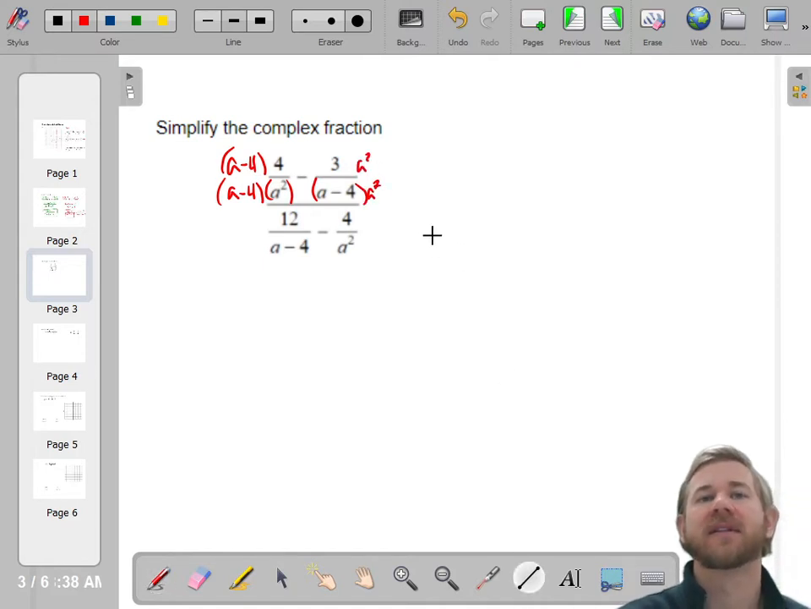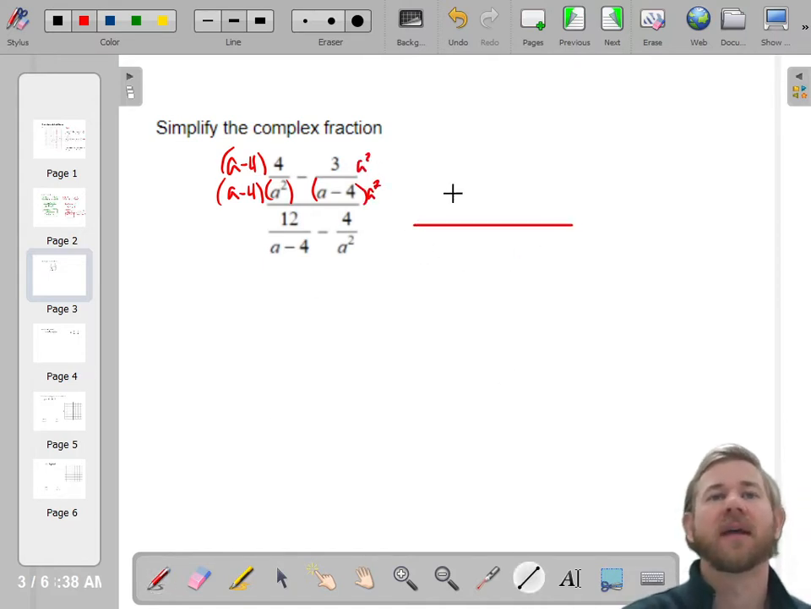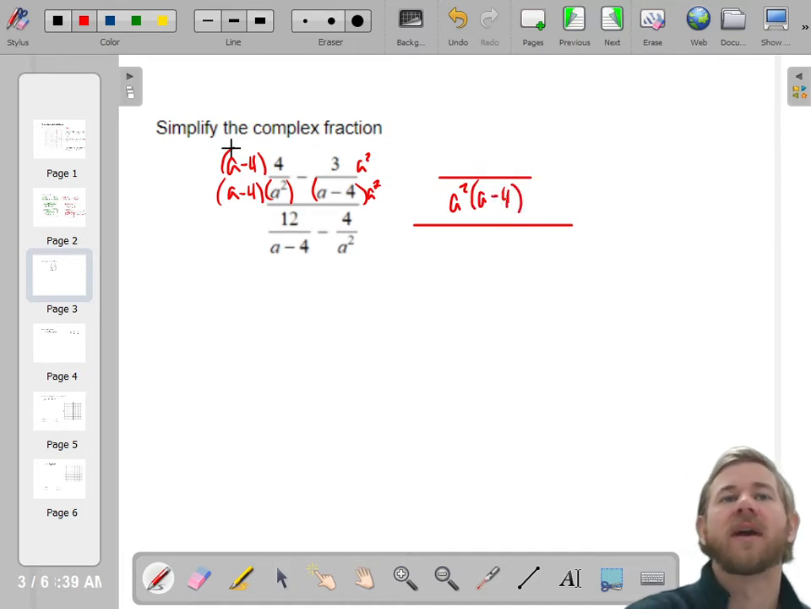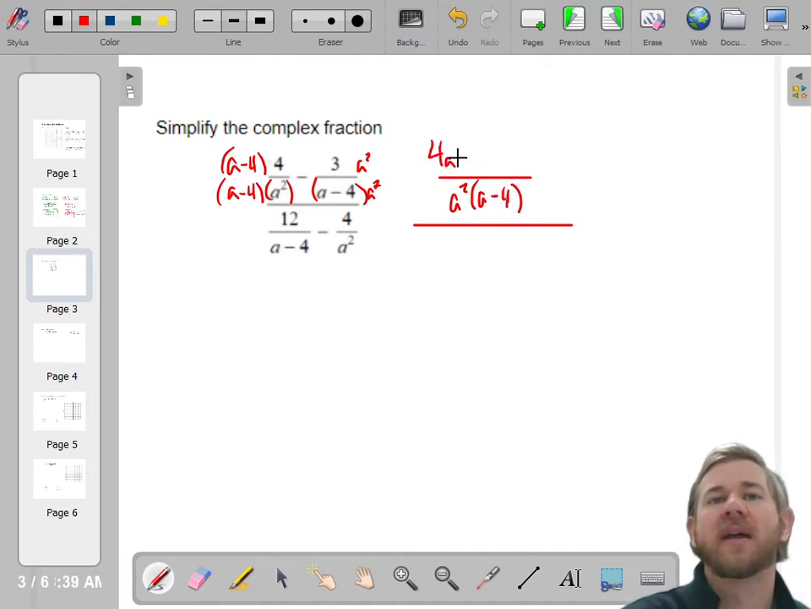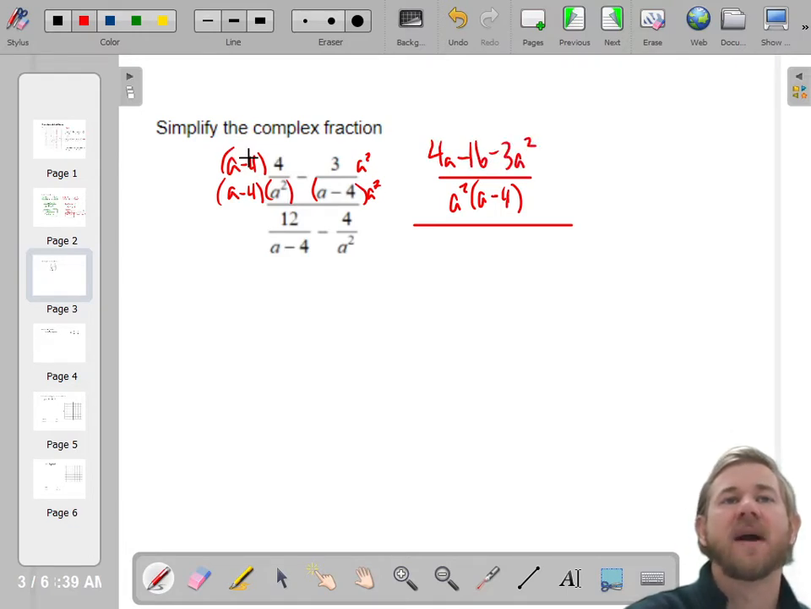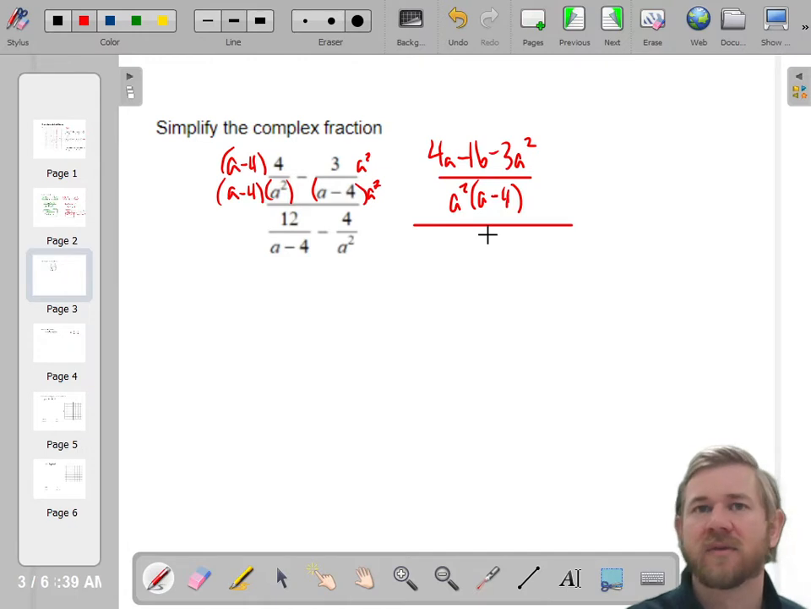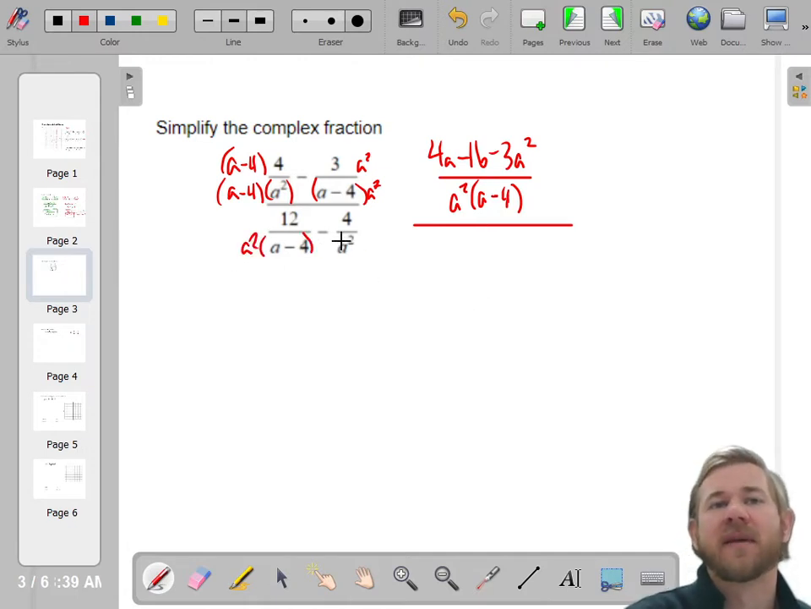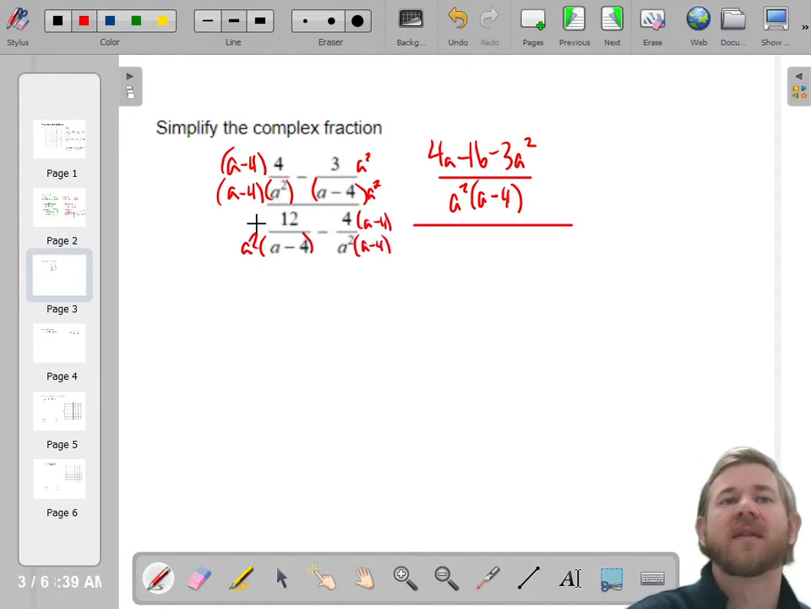So I'm just going to look at the top at first, and in the denominator of the top, I have a common denominator, so a squared, a minus 4. In the numerator, I have to distribute, so 4a minus 16 minus 3a squared. Similarly, it looks like we're going to have the same denominator. That's kind of cool. A minus 4, and then this is a squared.